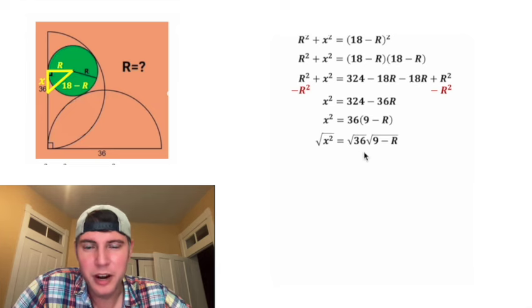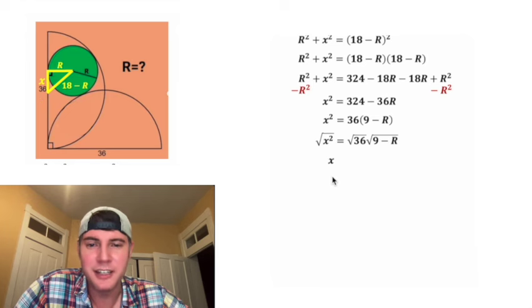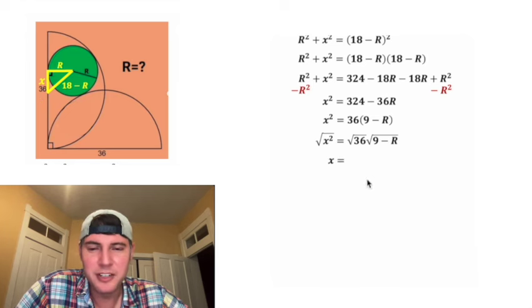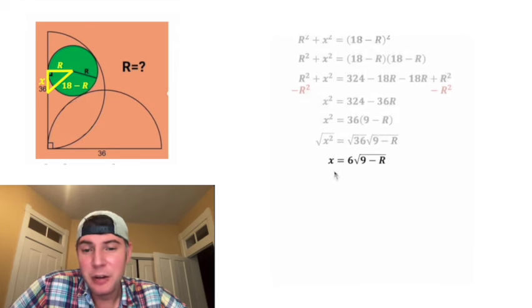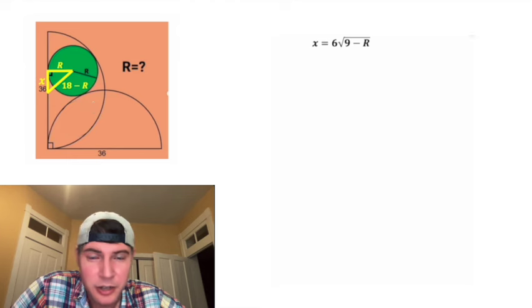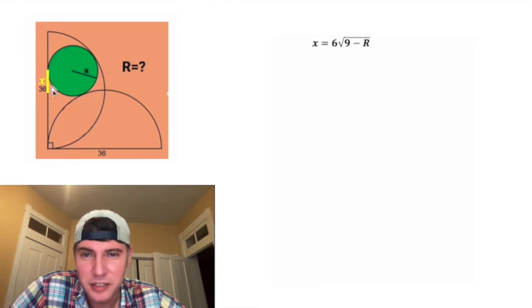Next, we can square root everything on both sides of the equation. Since we know x is positive, square root of x squared is x. And the square root of 36 is equal to 6, and square root of 9 minus r is square root of 9 minus r. So now we have x in terms of r. And now going up to the diagram, let's get rid of this stuff. But let's leave x alone.